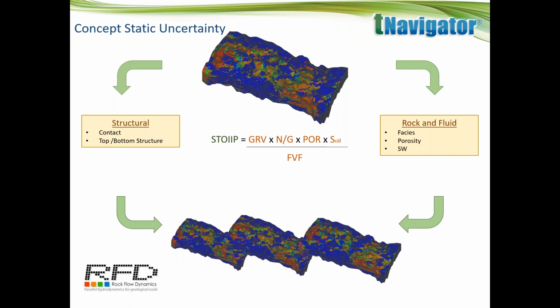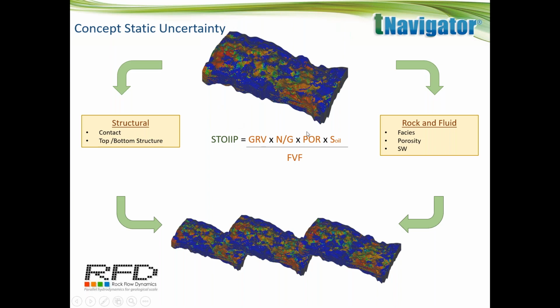Okay, so this is just really a slide going over the concept of static uncertainty and how we adapt this inside tNavigator. So I talk about creating a base case model. So there's always a reason why geoscientists want to build a static model. And I have just put up here the classic volume calculation for STOIP. But essentially what we can do is build a base case static model, which we have the tools to do inside tNavigator.